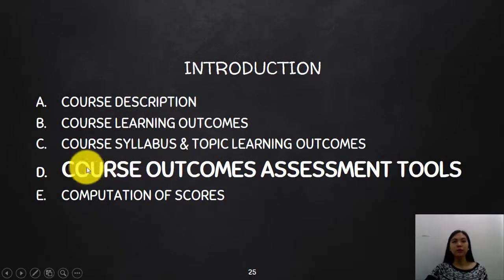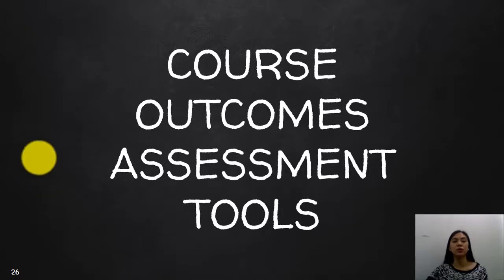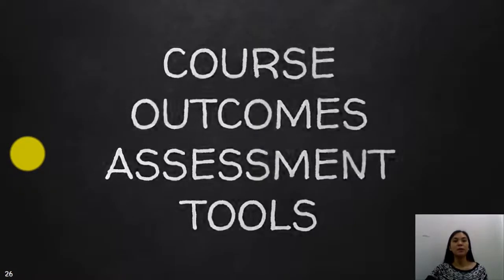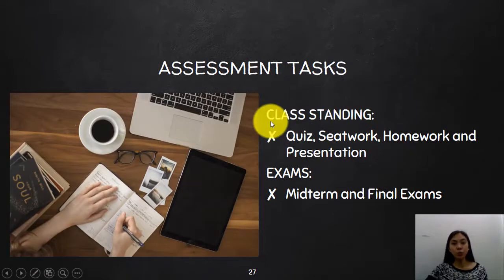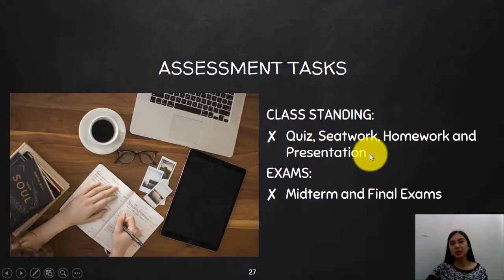So the 4th topic is course outcomes assessment tools. I believe you are already familiar with this, given that you are already in your higher years. So we have two tools that we use in order to assess if you have already achieved the course learning outcomes. And these are your class standing, which will be composed of your quizzes, seatworks, homeworks, and presentations. And of course, your exams, which will comprise your midterm and final exam.